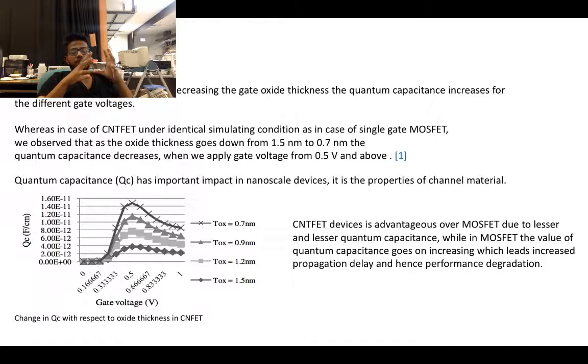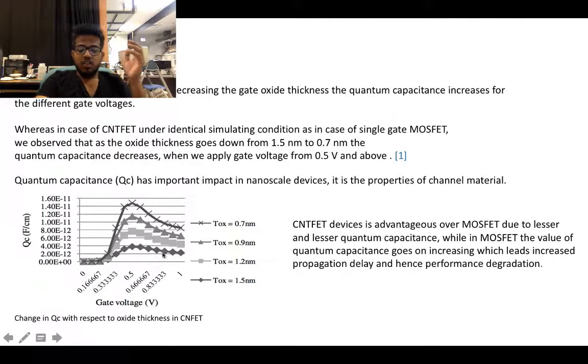Now, the effect of making such an alteration, introducing carbon nanotubes below the gate, is this. In case of a MOSFET, when you decrease the gate oxide thickness, there's something called quantum capacitance which comes into play and which increases with increasing gate voltage. But it has been observed in carbon nanotube based field effect transistors that with the increase of gate voltage from 0.5 volt and above, your quantum capacitance actually reduces.